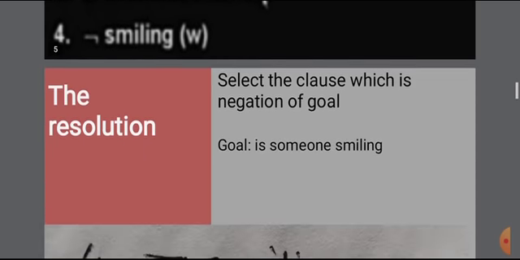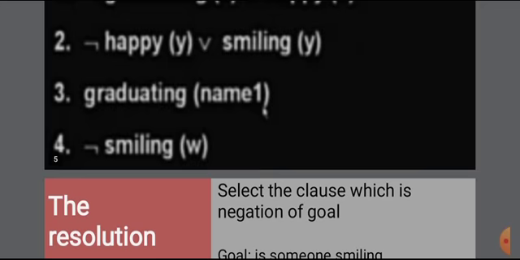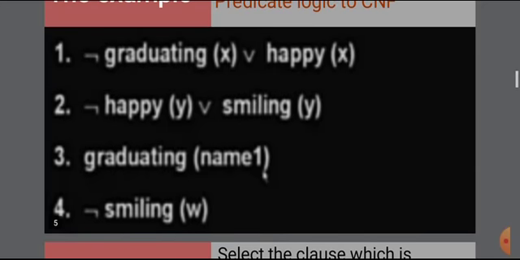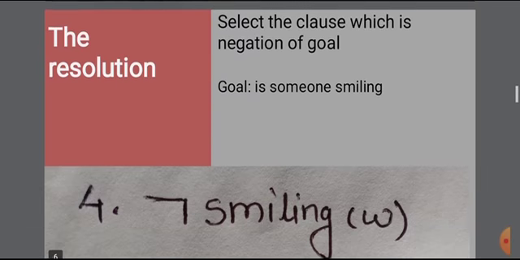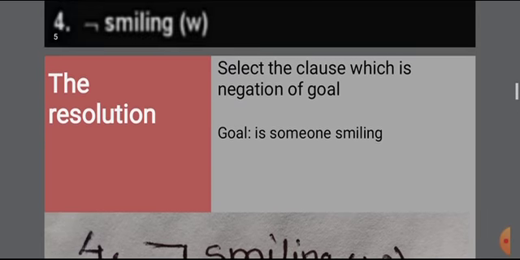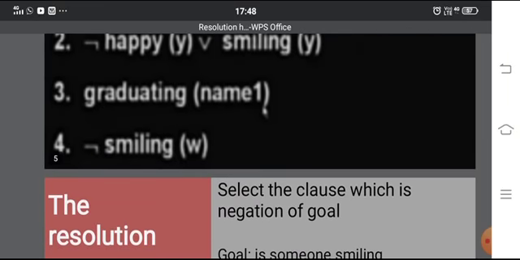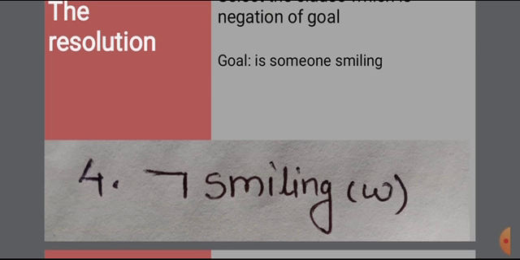Now we'll start resolving the clauses. What do we have to prove? We have to prove "is someone smiling." To solve this, we start by selecting the fourth clause, which is the negation of smiling. The clause number 4 we had selected to resolve the goal.